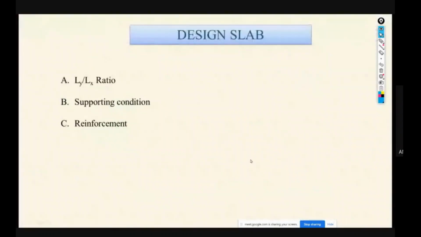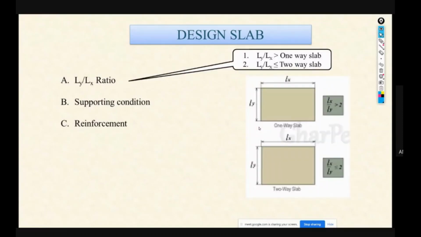First is the Ly by Lx ratio. First we have to calculate the Ly by Lx ratio to decide the slab. If your Ly by Lx ratio is greater than 2, that particular span is called a one way slab. Ly by Lx ratio greater than 2 means the slab is called a one way slab. Here in the diagram we can see Ly by Lx ratio is greater than 2, so it is a one way slab.